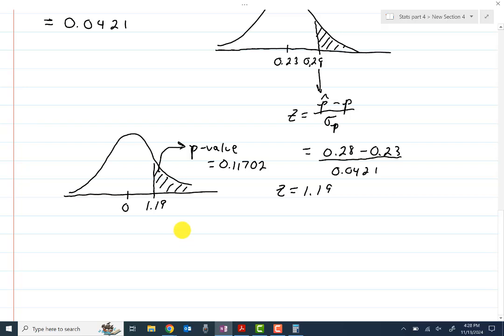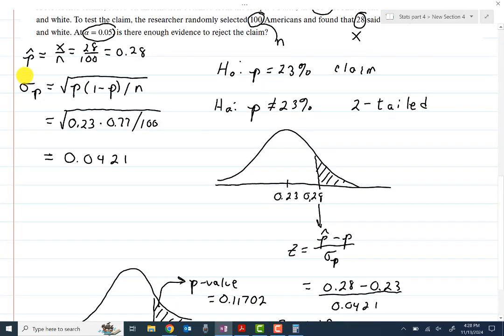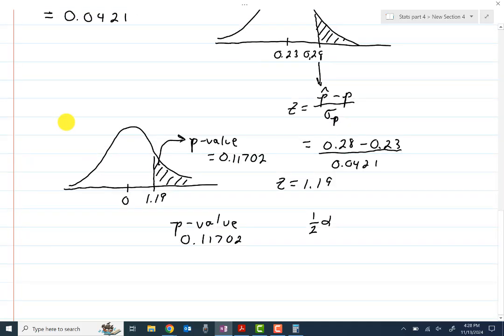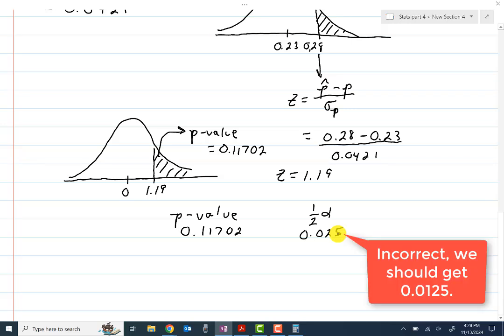And now let's take a look at my p-value versus alpha. Be careful here, actually I forgot. Since this is a two-tailed test, you do half alpha like normal. So let me go back up here and see what the alpha was. Alpha was 0.025, so I'm going to divide it in half. And the p-value is greater than alpha, so do not reject H naught.